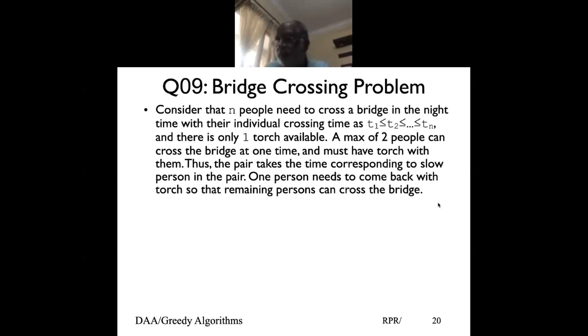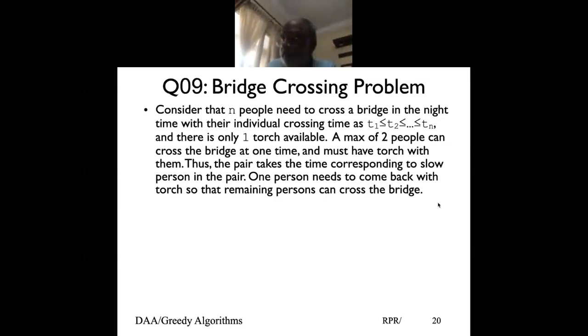Next is the bridge crossing problem. We just want to show that the greedy approach does not always work. This problem is taken from a book, your book example, and what it says is, let's say there is a bridge, and in the night, only two people can cross the bridge at a time. They need a torch, and that means when two people go, they have to walk together, and different people walk at different speeds. Different people take different time.